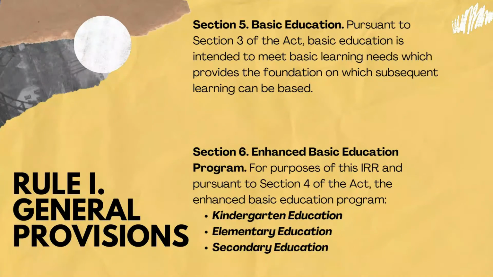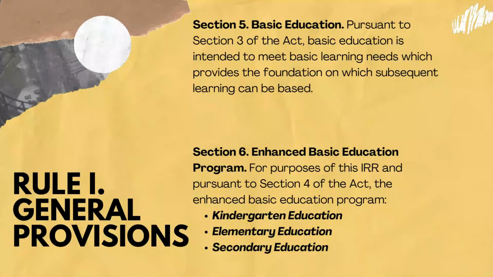Section 5 of Rule Number 1. The Basic Education. Pursuant to Section 3 of the Act, basic education is intended to meet basic learning needs, which provides the foundation in which subsequent learning can be based. So it encompasses kindergarten, elementary, and secondary education as well as alternative learning systems for out-of-school learners and those with special needs under Section 8 of these implementing rules and regulations.